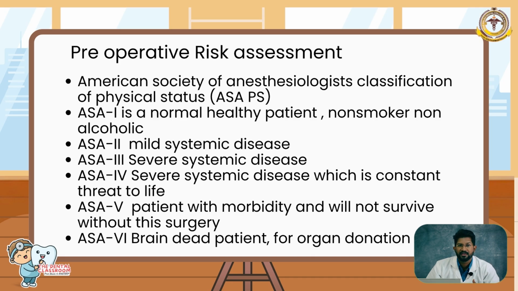For example, you would have heard of heart transplant surgeries, liver and multiple organ donation from a brain dead individual. In that condition, ASA 6 is applied. So this is to assess the risk of every surgery.